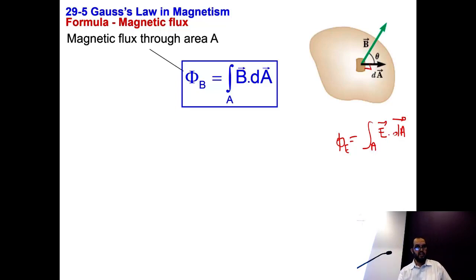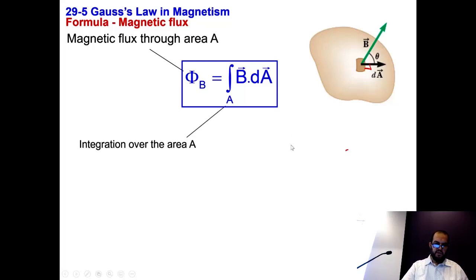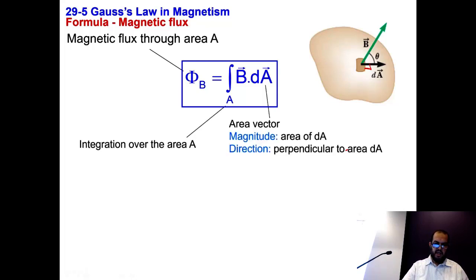Okay, we're going to do the same thing for the flux of a magnetic field. Same definition, except we replace E with B. So this is the definition: magnetic flux through an area A is the integral of B dotted with dA. This is an integral over the area A. This is the area vector, which has the magnitude of the area dA, and the direction is perpendicular to the area and is usually pointing outside the surface.